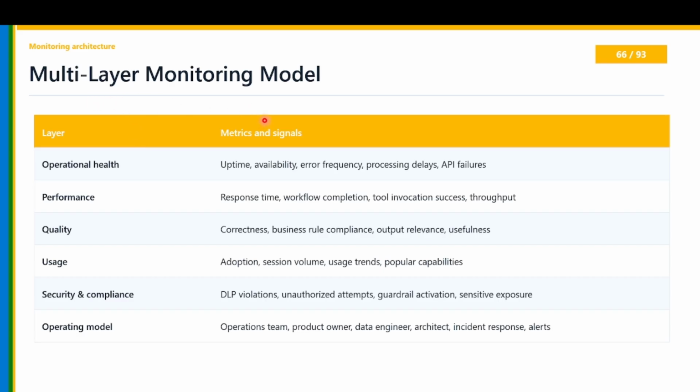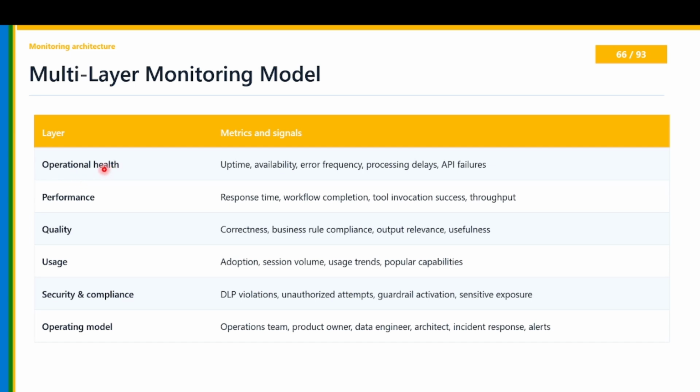Multi-layer monitoring model. How do you monitor agentic AI architecture? Remember, monitoring also is not an afterthought, just like we said security is not an afterthought. Include monitoring in your design from the beginning. Do not start designing for monitoring after the application has been deployed. Include monitoring in your application from the beginning of the design. When you are designing, include monitoring. So these are layers where you should monitor, and these are the metrics and signals that you can collect from your Azure Monitor or Application Insights to determine the health of the system.